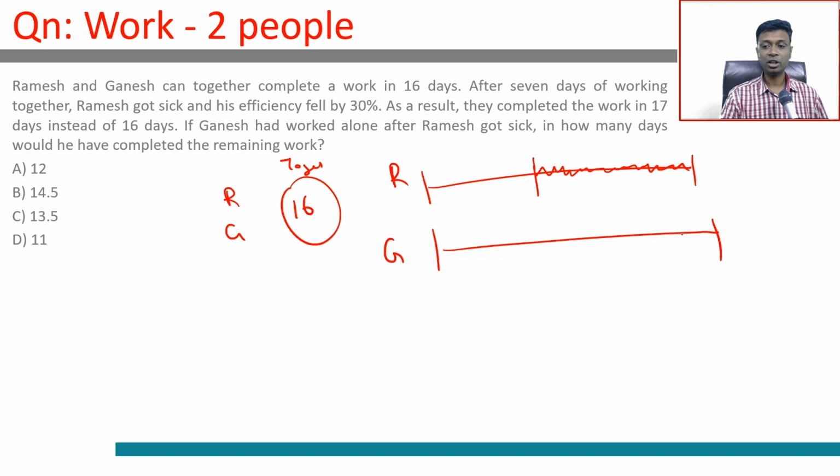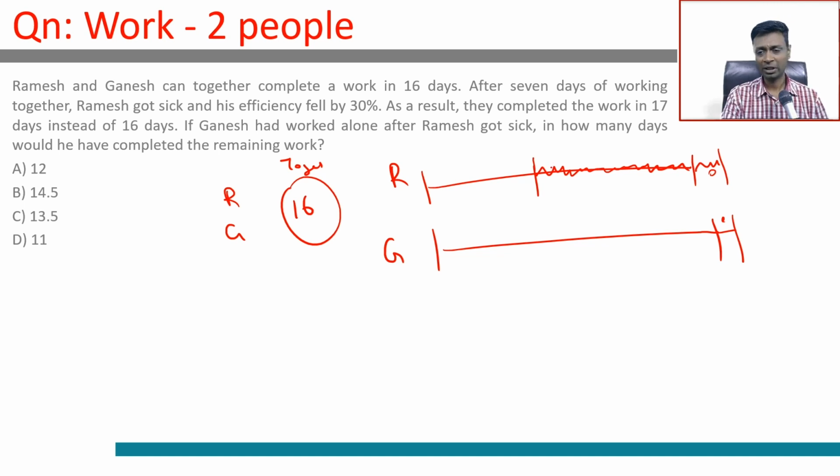As a result, they completed the work in 17 days. So one more day of broken Ramesh and an extra day of Ganesh. This is required because Ramesh has turned up with a lower efficiency, but they finished it in 17 days. If Ganesh had worked alone after Ramesh got sick, in how many days would he have completed the remaining work?